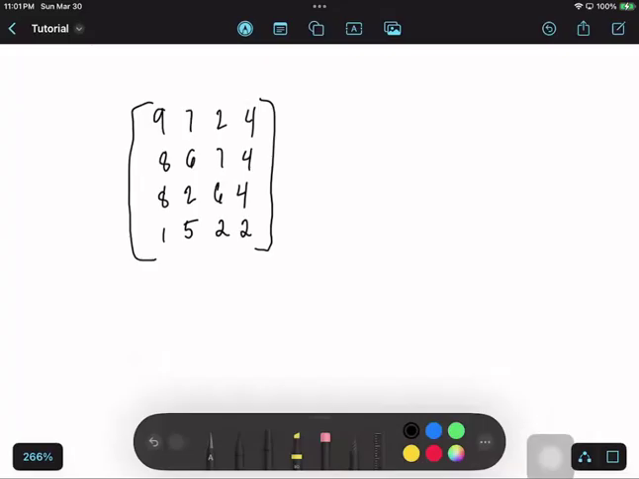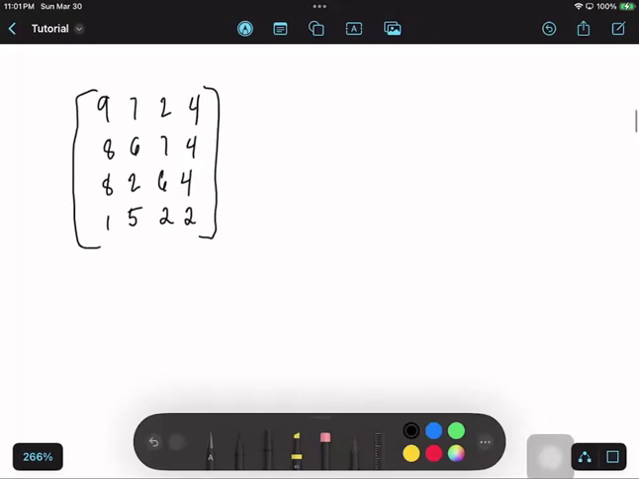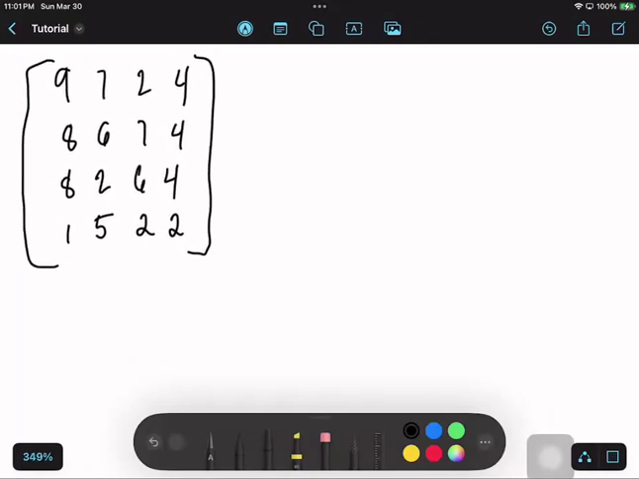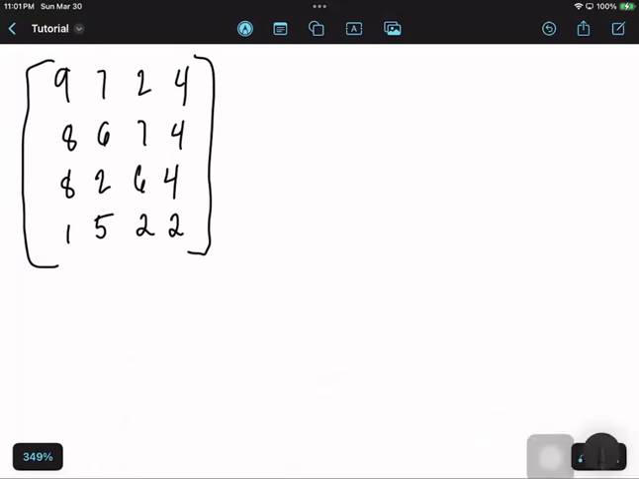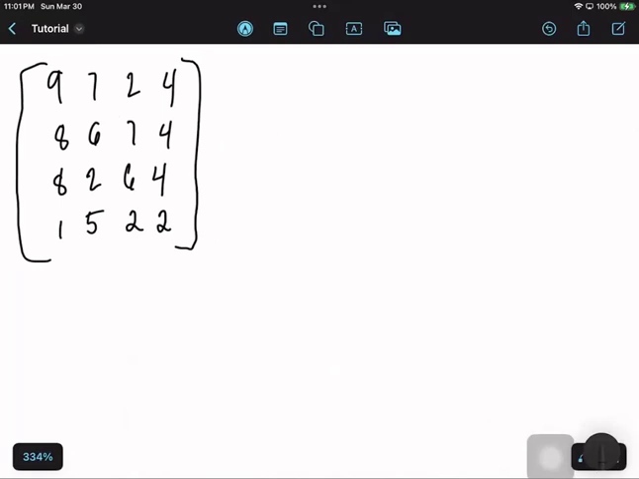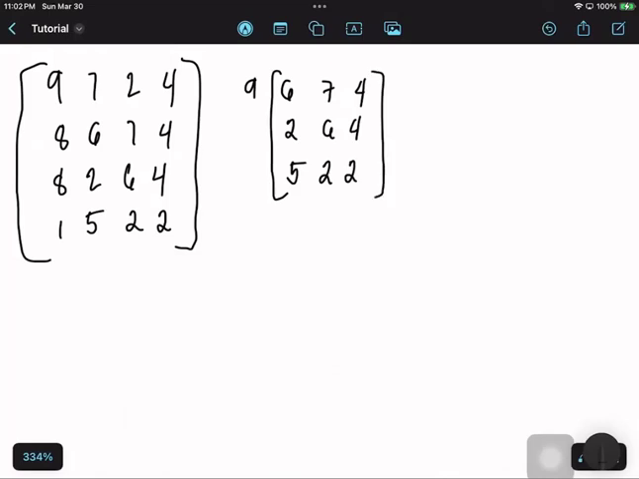Okay, so we'll be discussing here the 4 by 4 matrix, getting the determinants as well. Suppose that we are having that one right now, so we'll definitely identify first what will be the cofactor in each case. So for the 9, the cofactor identified at first will be 6, 7, 4, 2, 6, 4. Then 5, 2, 2. Something like that.